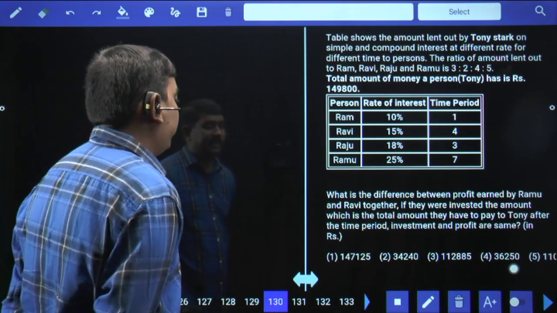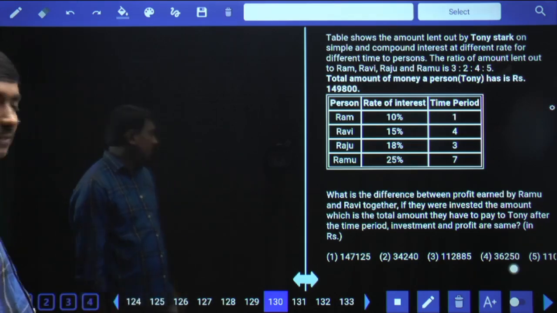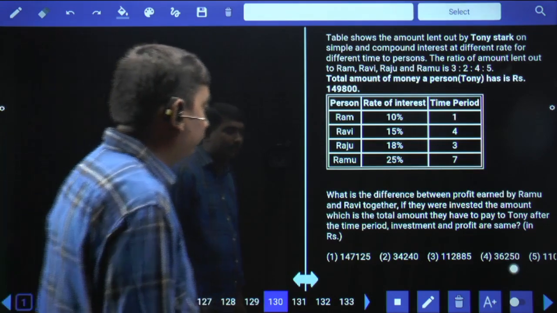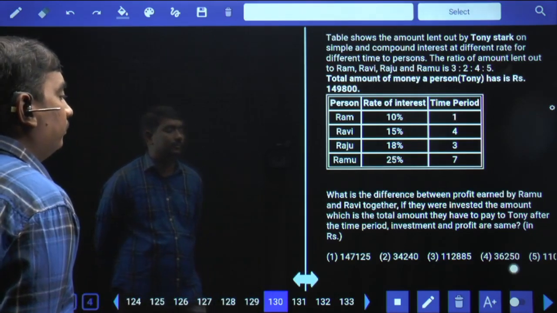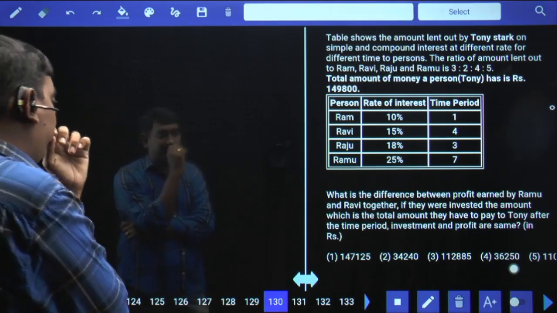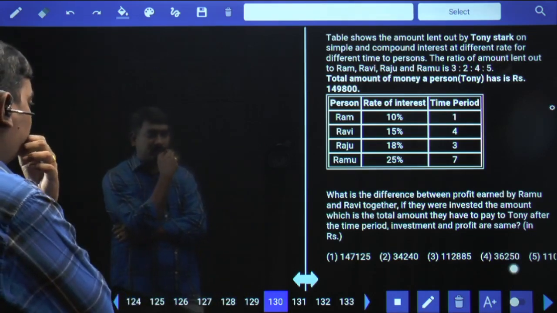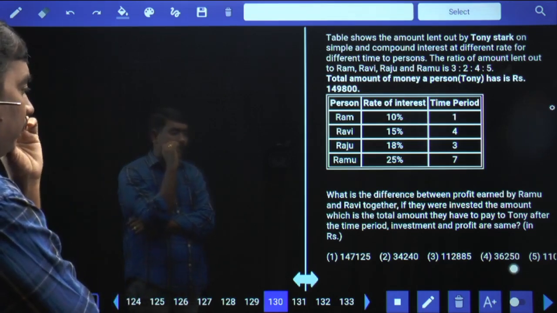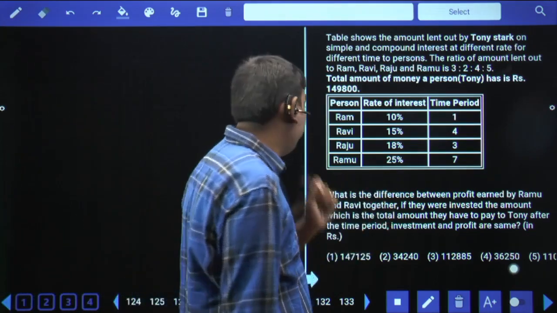If they invested the amount, which is the total amount they have to pay to Tony after the time period? So first of all, we need to calculate what is the amount they need to pay Tony. Investment and profit are the same. Nothing but the difference is nothing but interest.